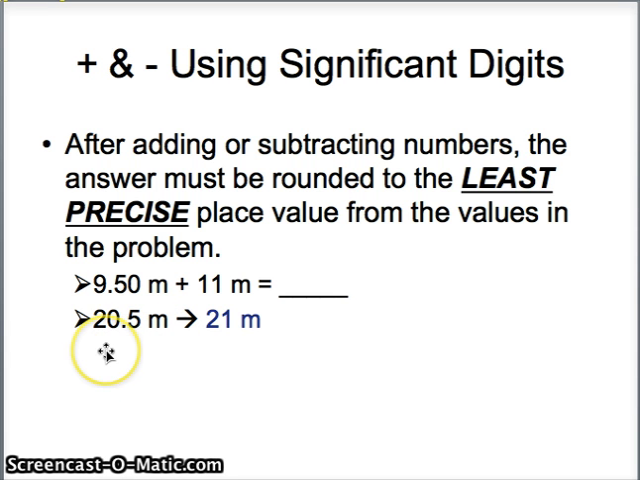We look at this number, 20.5. It's not significant, so we have to round it to 21. Remember, rounding is 5 or higher, round up. Lower than 5, we round down. Okay.